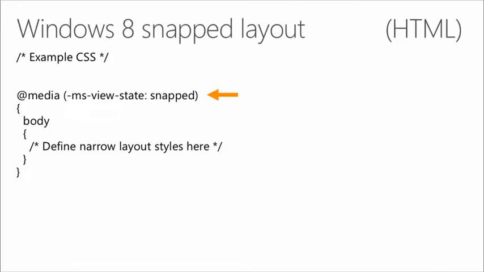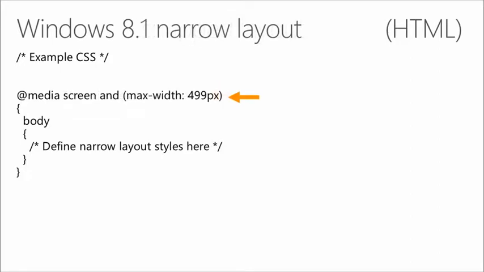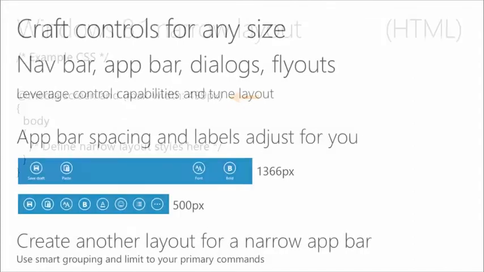Okay. And in HTML, same thing. It's media queries and CSS, where I asked in Windows 8 whether it's snapped. We don't have fixed sizes anymore. So really what we want to think about is the max width being 499 pixels, right? And if it's below that, that's where I define my narrow layout styles.